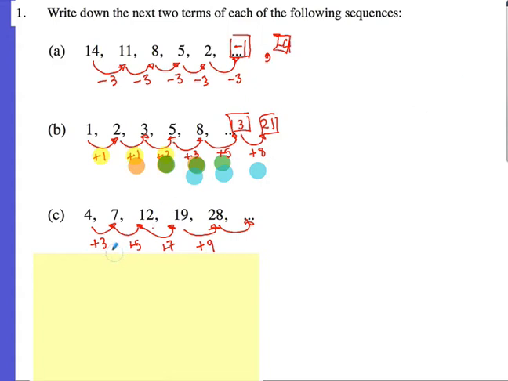Again, look at the first difference. Add 3, add 5, add 7, add 9, and notice that they are odd numbers and they go up in 2. So the next one would be an add 11, because the next, so 3, 4, 5, 6, 7, 8, 9, 10, 11 would give us 39. Add 13 would give us 52.